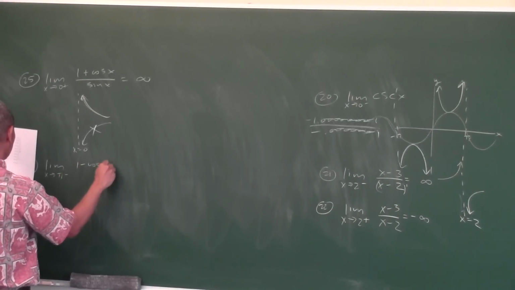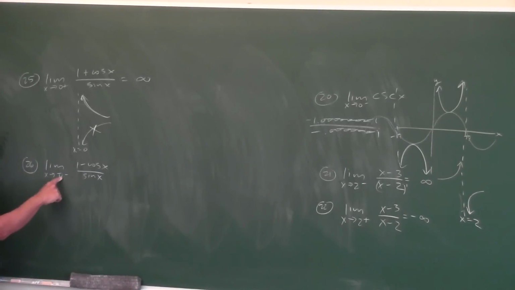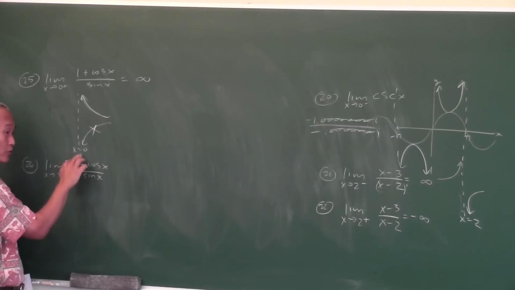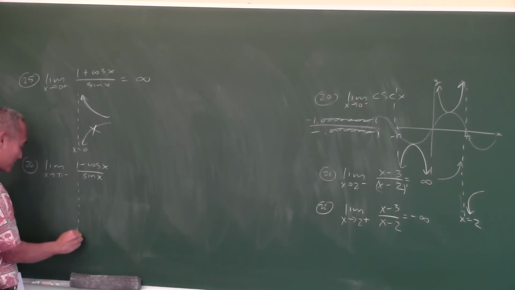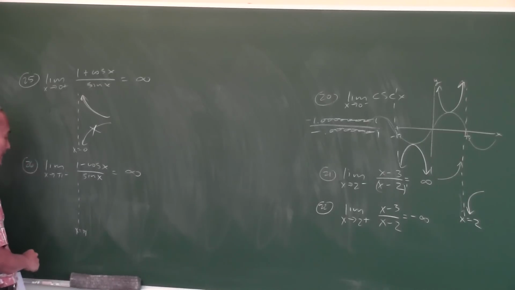1 minus cosine over sine. This was the same example I did yesterday. No, it was pi from the right, yeah. Excuse me. Change it. But it's the same thing. If you plug in pi, you get 2 over 0, which means there's a vertical asymptote there at x equals pi. So coming from the left, it's either going to be infinity or negative infinity. Plug in a number very close to pi on the left, like pi minus 0.001.